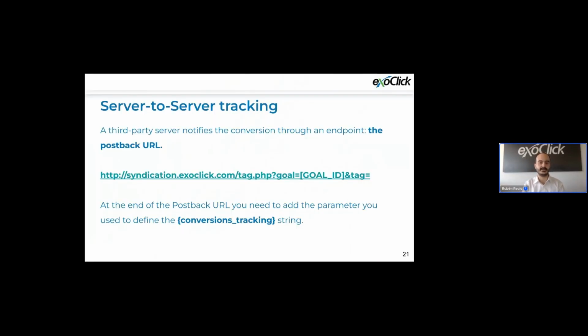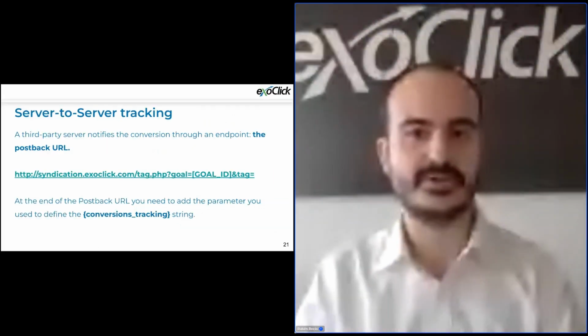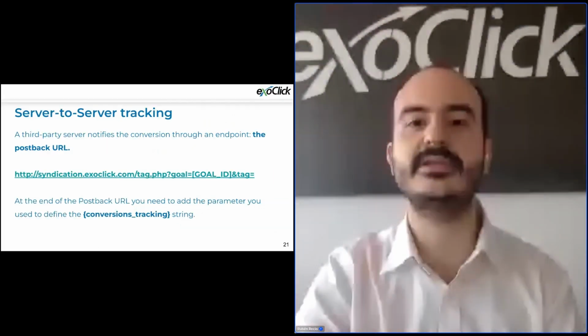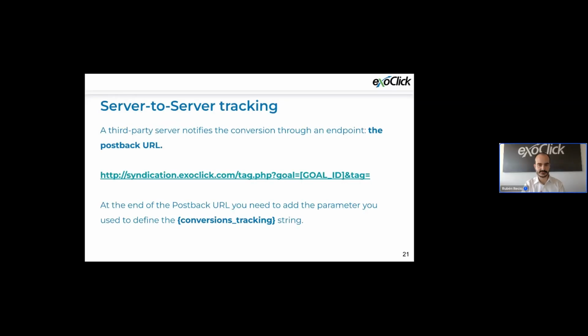With server-to-server tracking, a third-party server notifies a conversion through an endpoint or through a URL, which is the one that you're seeing on screen, the postback URL. This structure is repeated for all the postback URLs, and the only values that change are the goal ID, which corresponds to the conversion goal that you created in the admin panel, and the tag, which corresponds to the conversions tracking string, or as some of you may know, the click ID. At the end of the postback URL, it is important that you always append this conversions tracking string because it contains all the information about from where this conversion is coming from.